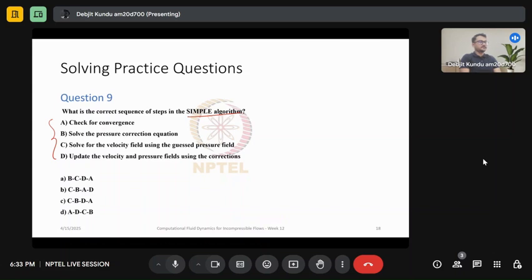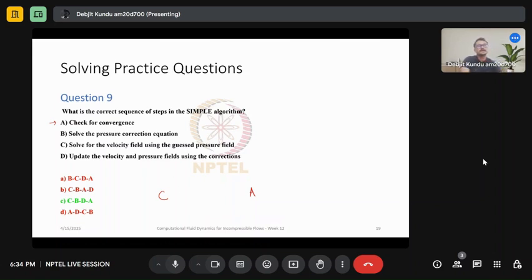So let's take a look at the solution. It's actually option C, CBDA. Let's go through this. Step A, check for convergence, always has to be the last step, right? So the first step has to be to solve for the velocity field using the guessed pressure field. First we guess the pressure field, and the next step is to solve for the velocity field using the guessed pressure field. So C is the first step.